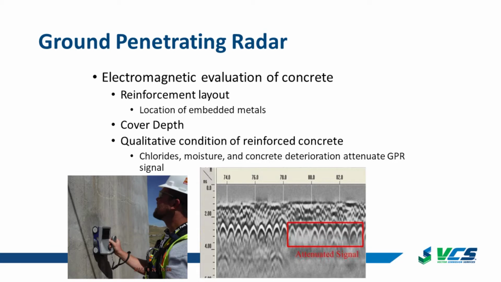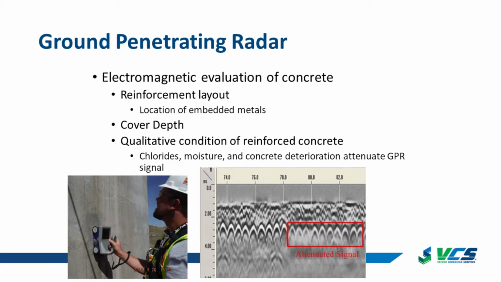GPR is another tool we use extensively out in the industry. What it is, we're doing an electromagnetic evaluation of a reinforced concrete structure. And this is really good at finding steel in concrete, because the electrical properties of steel are much, much different than the electrical properties of concrete. Here we have an image of a GPR scan on the bottom right. And you can see that the bright white little hyperbolas, the little bumps there, that's the reinforcing bars.